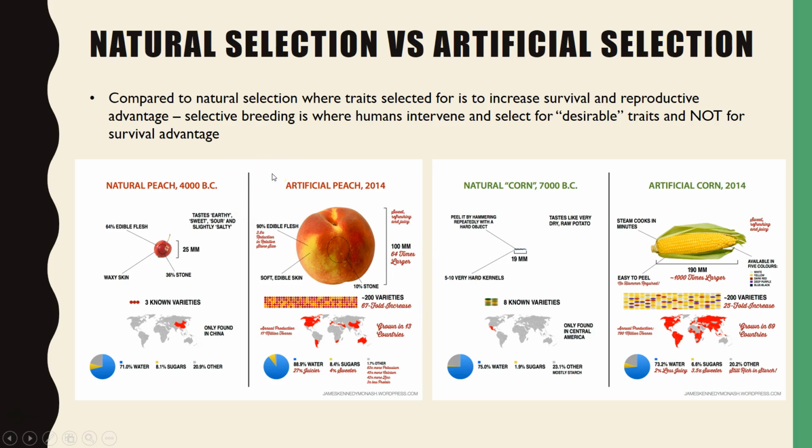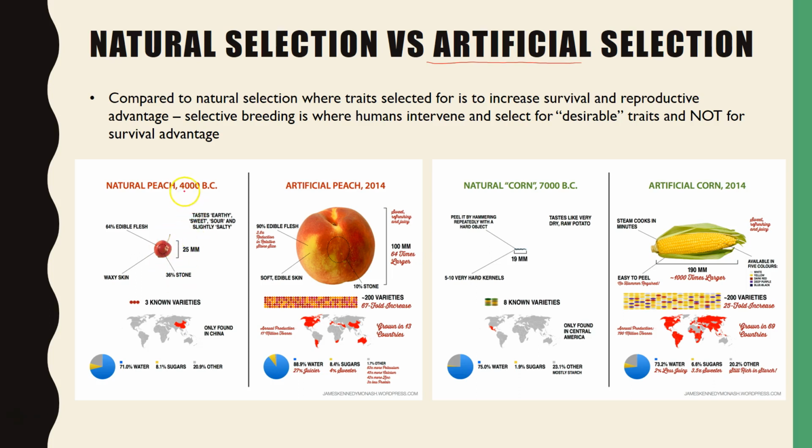So let's look now at natural selection versus artificial selection. So natural selection is an example of that, allopatric speciation, or when favorable traits are chosen in a particular environment. Natural selection is completely random. It does not choose a particular trait because a human wants to have that trait. However, artificial selection is a human intervention for that trait.